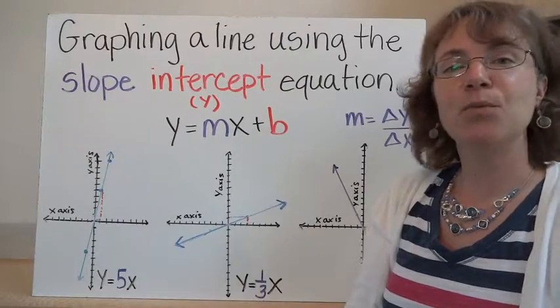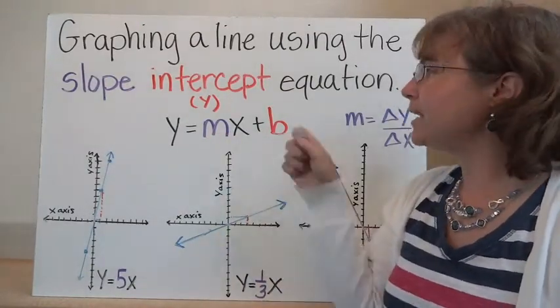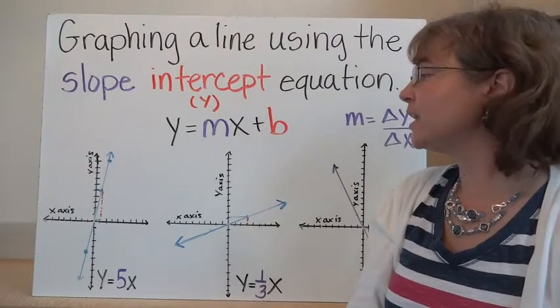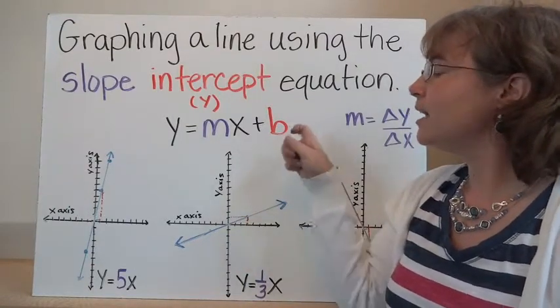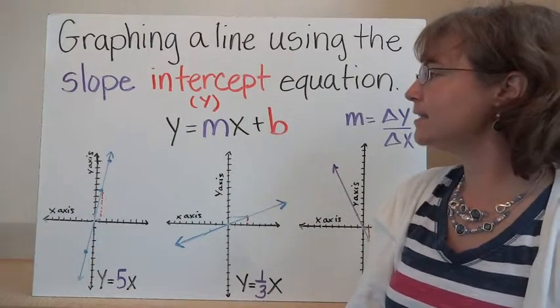So m represents what the slope can be. It's a variable that's representing our slope. And the b represents the y-coordinate of the y-intercept. By looking at this, we can actually graph our equations quite easily.